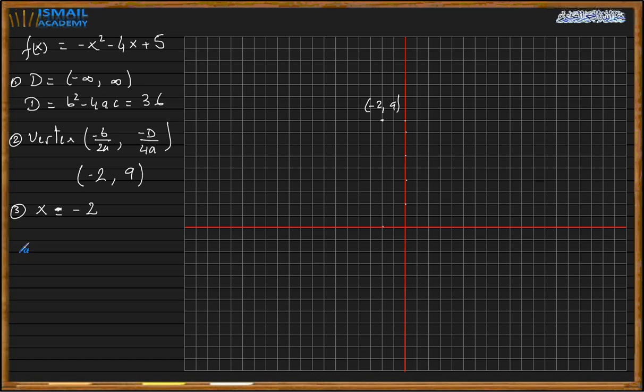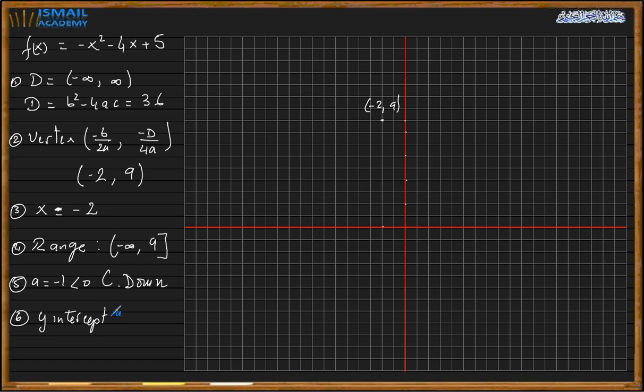So my range is going to be from minus infinite to 9. And I know that it's concave down because a is negative. a equals minus 1, less than 0, so it's concave down. So my y-intercept is 5, which is 2, 4. So this is going to be my y-intercept.